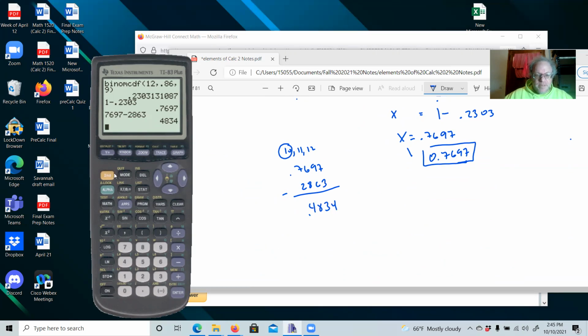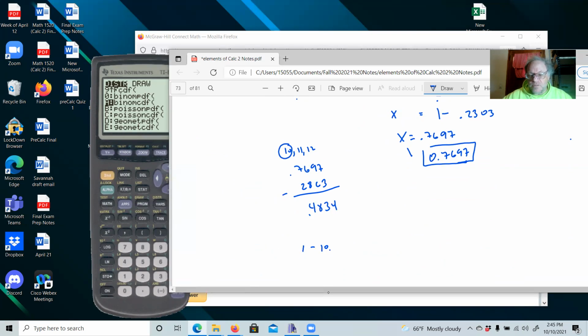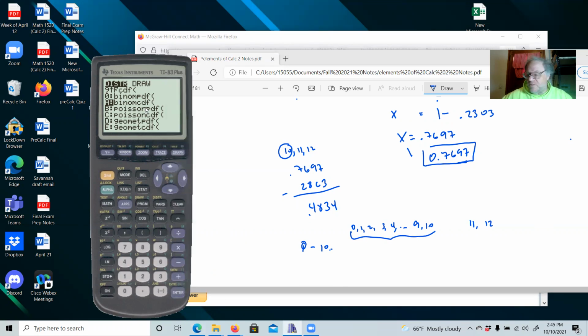Let's double check. So if we take distribution, okay, we go to the CDF. And what we're going to do is go from 0 to 10, inclusive of the 10. So we're going to go from 0, 1, 2, 3, 4, up to 9 and 10. What do we have left? 11 and 12. So what is this probability they're going to give us? Well, it's going to give us the binomial CDF part. So that's 12 flights. We have 0.86 as our probability of success, and we're going up to 10.